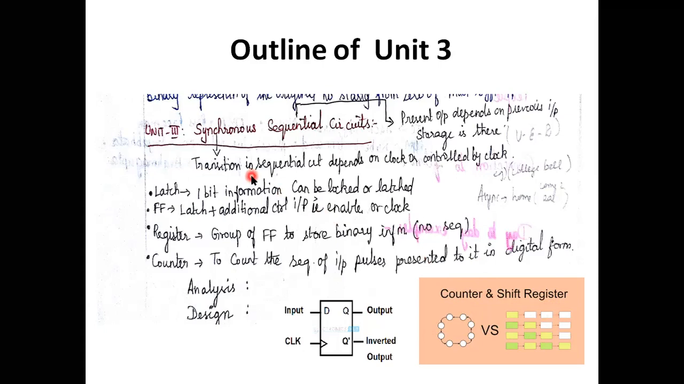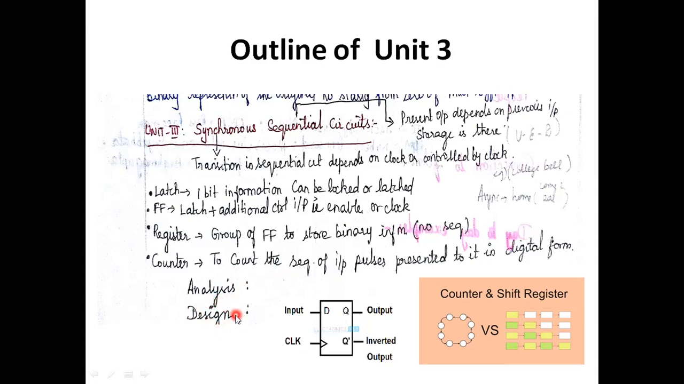In this Unit 3, we will have two parts: analysis as well as design. Coming to the analysis part, we will be given a circuit, a particular design, and you will be asked to find how this circuit will operate. Can you give the truth table of the circuit? Can you give the working procedure of the circuit? That is called the analysis part.